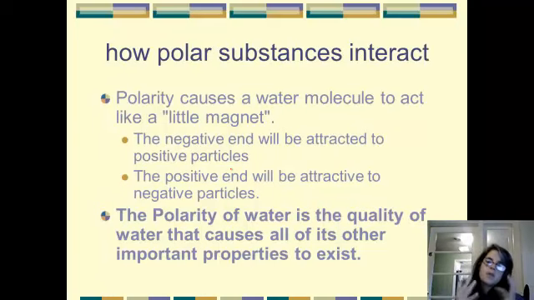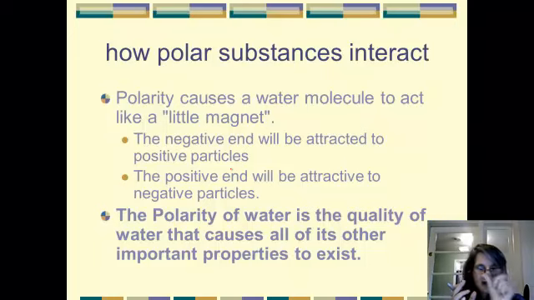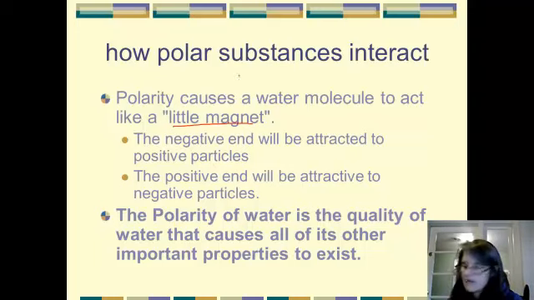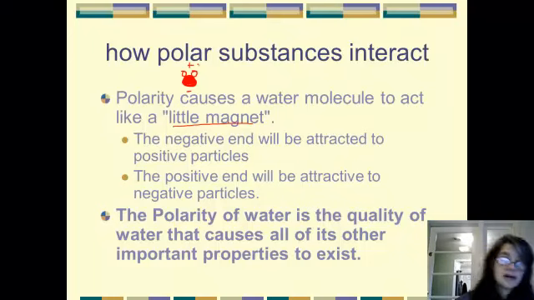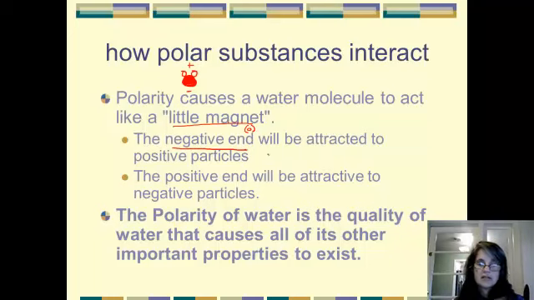Now, because water is polar, because it is set up with these opposite ends and almost like a little magnet, okay? The negative end of a water molecule, if this is my oxygen and this is my two hydrogens, is going to tend to be attracted to things that are positive, whereas the positive end of this is going to tend to be attracted to things that are negative because opposites attract, okay? So the negative end, or remember it's the oxygen end, will be attracted to positive particles. The positive end, or the hydrogen ends, will be attracted to negative particles, okay?